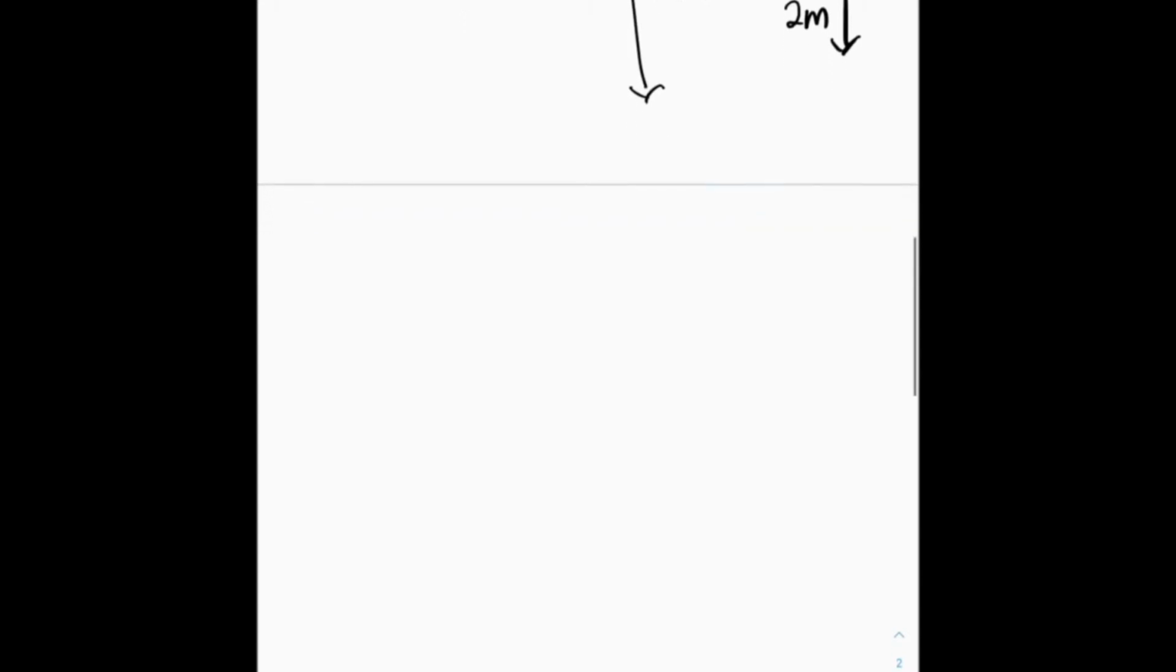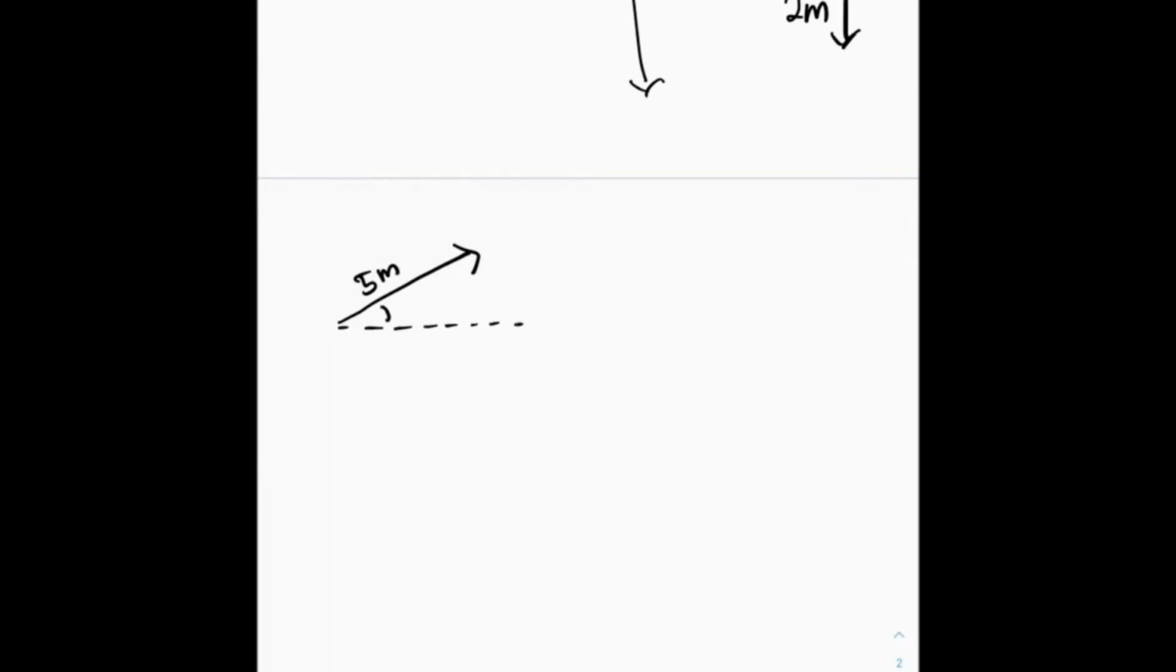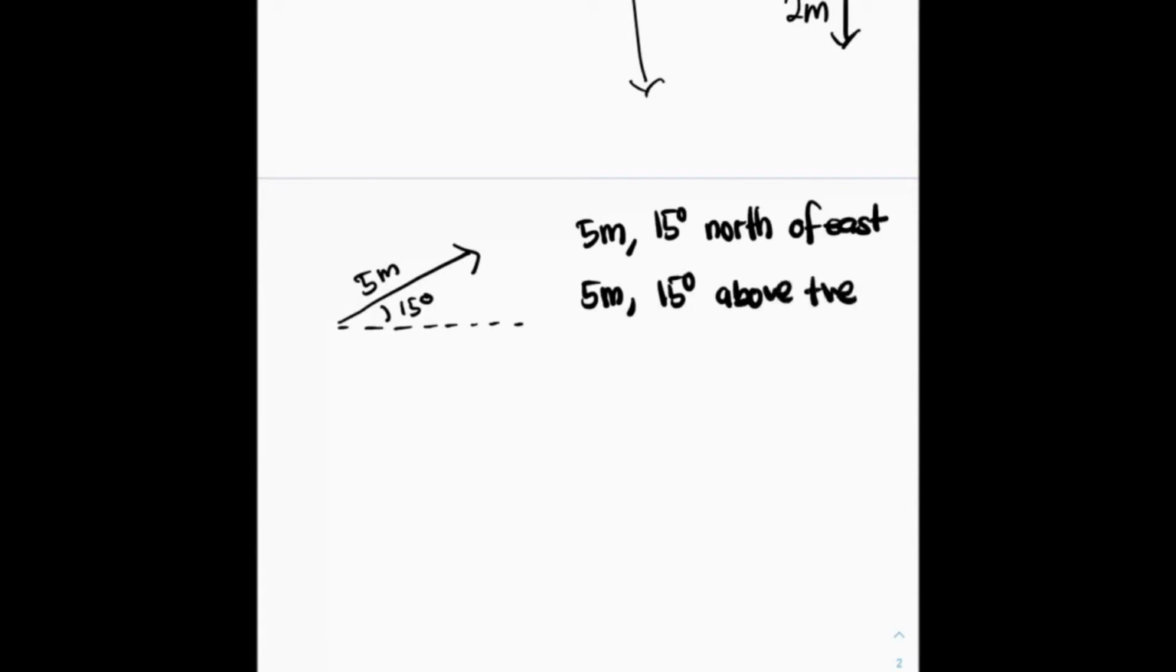So now let's say you have different cases, such as a movement in the case below. You were to move in this direction 5 meter, and given that the angle is 15 degree, this displacement is described as 5 meter displacement in the direction of 15 degree north of east, or 5 meter displacement in the direction of 15 degree above the positive x-axis.